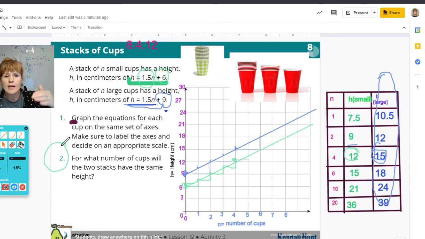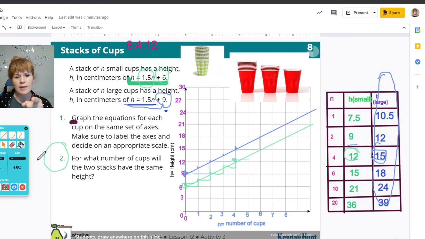If you keep stacking 1 cup on top of the other, the heights increase by the same increment. They increase at the same rate. Those lines on the graph, they are parallel. They will never intersect. So there's never going to be a time when the same number of cups gives the same height. That will never happen.